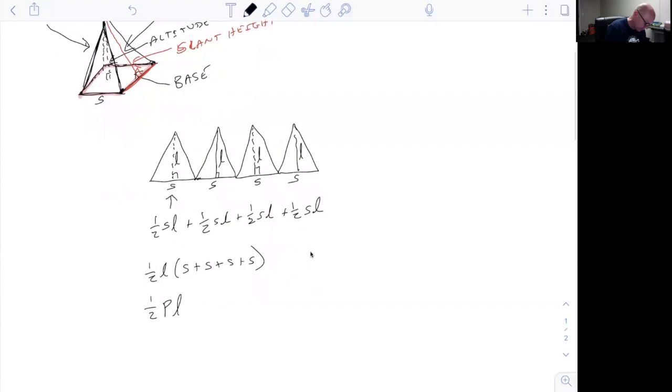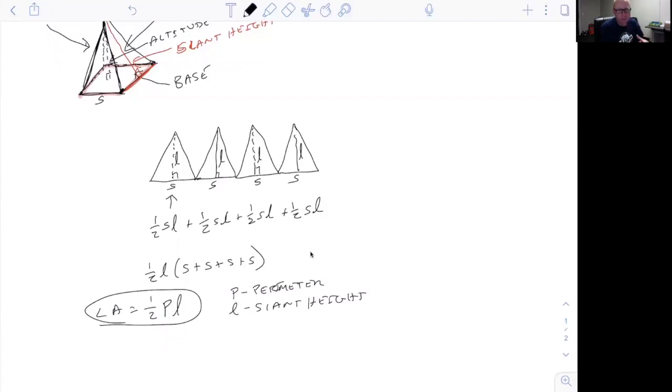Okay, and we'll say right over here, just so we know, that P stands for the perimeter, and the L stands for the slant height. Okay, and of course I forgot the P in there, perimeter. Okay, so this is how I'm going to find the lateral surface area right there.